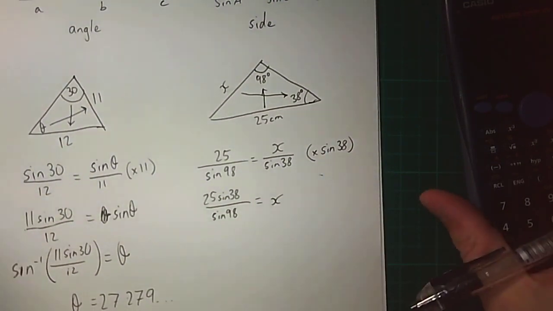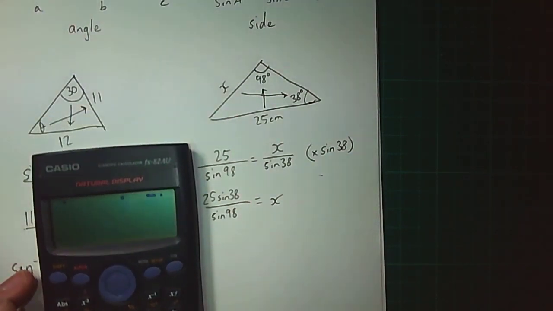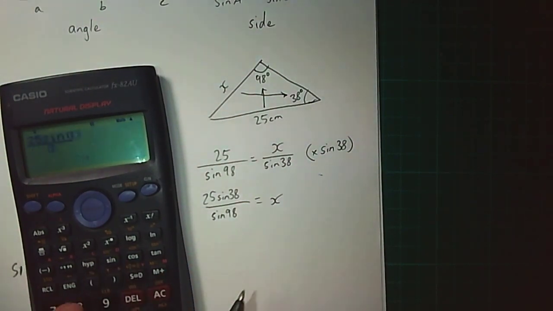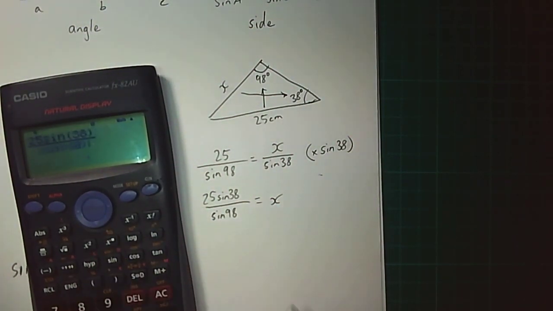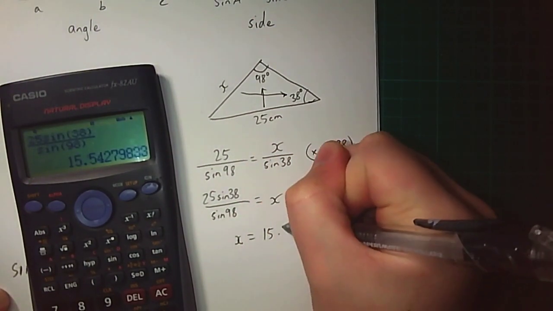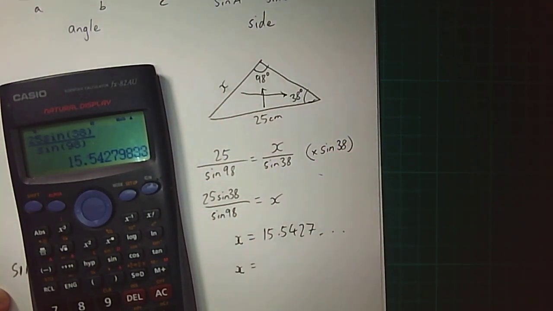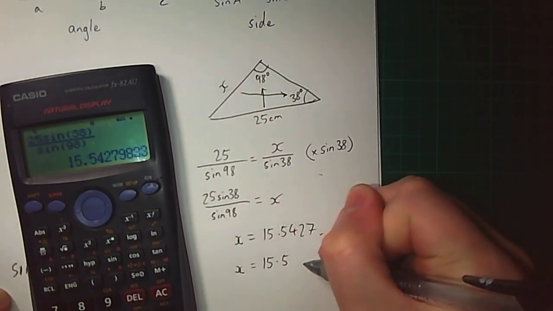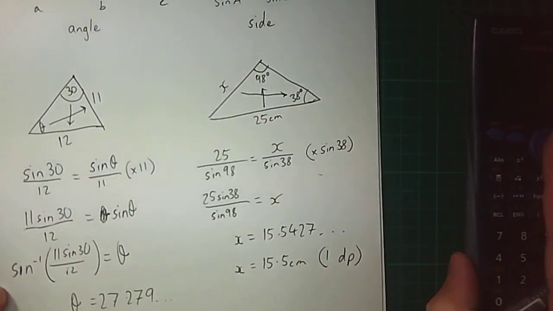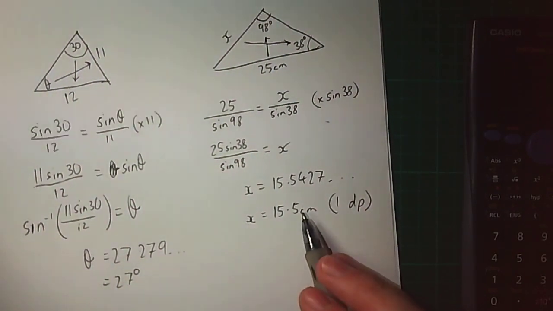Okay, so we don't have to do shift here because we're finding just the side length, and we only do shift when it's an angle. So if we type in 25 sine 38 over sine 98, we get our length of 15.5427, which, if it's to one decimal place, is 15.5 centimeters. And that's how we use the sine rule to find either an angle or a side.